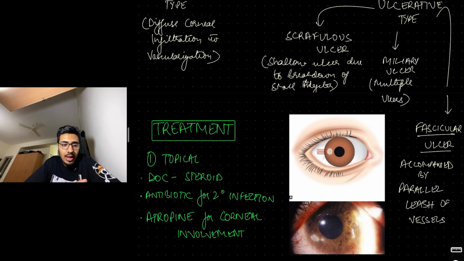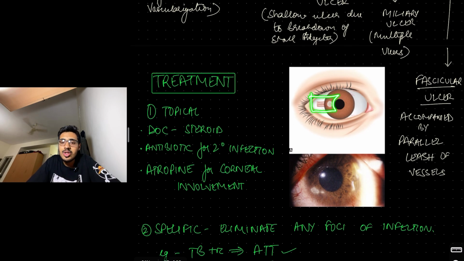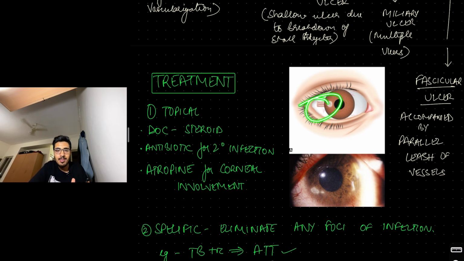Then fascicular ulcer is when the ulcer is accompanied by a parallel leash of blood vessels. So whenever you have a parallel leash of blood vessels next to the ulcer, it is known as fascicular ulcer. So scrofulous ulcer, a small phlectin breaks down. Fascicular ulcer, next to the ulcer you have a parallel leash of blood vessels, as you can see in this image. And miliary ulcer, you have multiple ulcers forming a ring around the cornea.